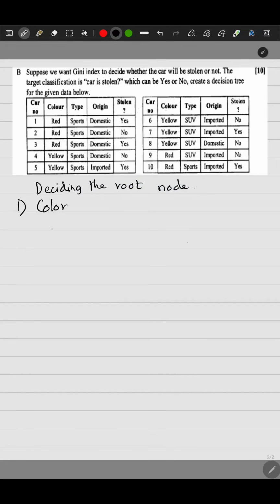For color, we have two values. Color can be red or yellow. Now we have to calculate the Gini impurity for both of these values.